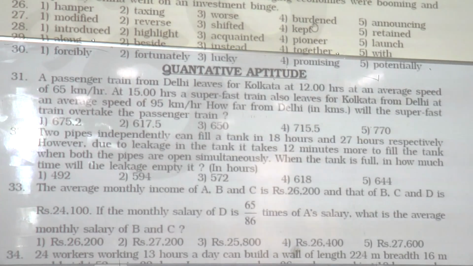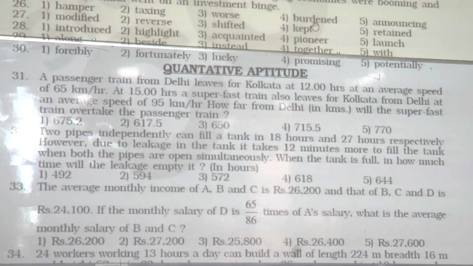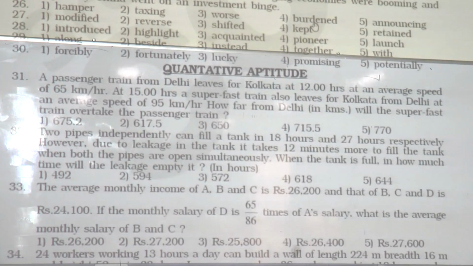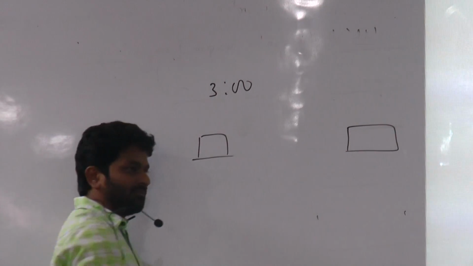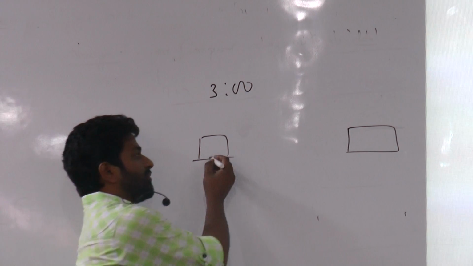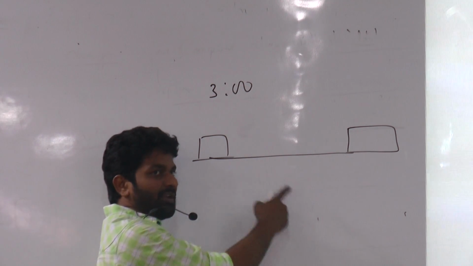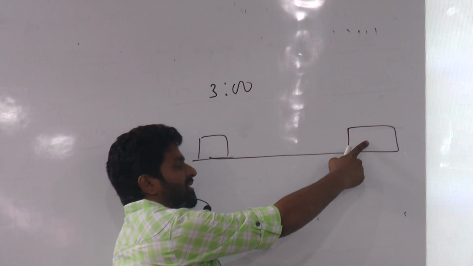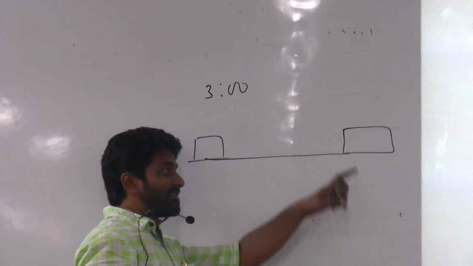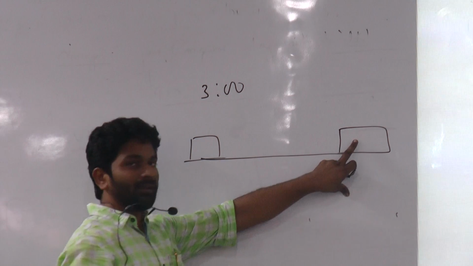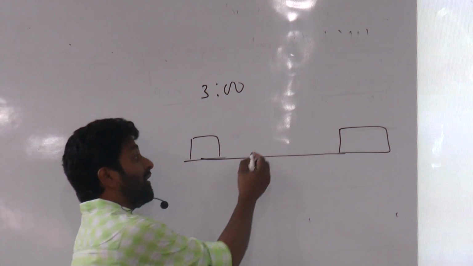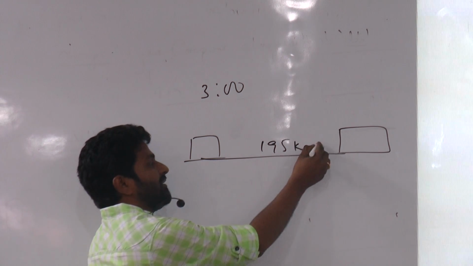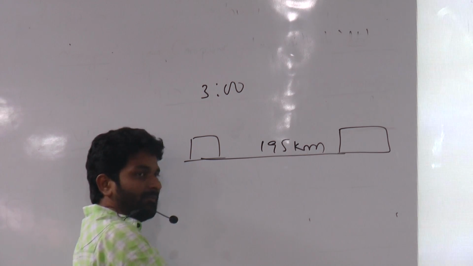Right, so the first train started at 12 o'clock with speed 65 km per hour. The second train started at 3 o'clock. So let's take the position at 3 o'clock. The first train will be at this point and the second train will be here. So the distance between these two trains: the first train starts at 12 o'clock with a speed of 65 km per hour. In 3 hours it can cover 65 threes, 195 kilometers. Now the distance between the two trains is 195.